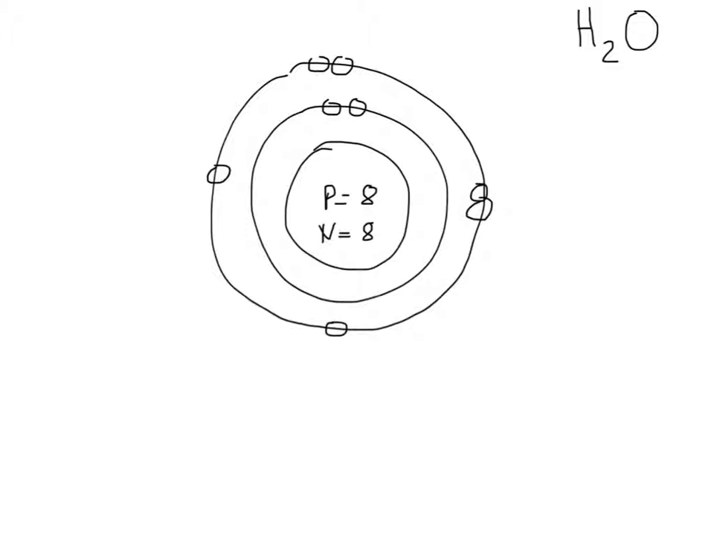Water is a covalent bond because hydrogen and oxygen are both nonmetals. So I'm going to show you what it looks like to form a covalent bond. I have oxygen drawn here as a Bohr model, and you can see that oxygen has 8 protons and 8 neutrons, and he attracts 8 electrons. There's 6 in the valence shell.